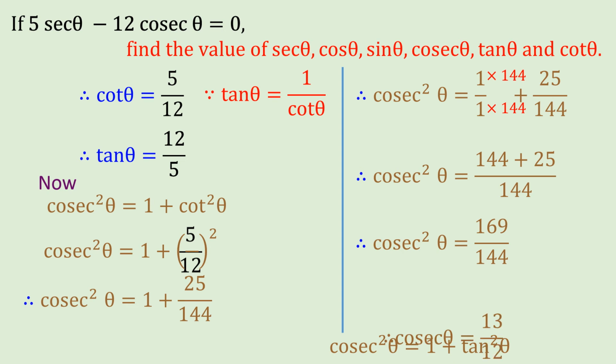By taking square root on both sides, we will get cosec theta equals 13 upon 12. So we got three values. We got cot theta, tan theta, cosec theta. Let's move further.